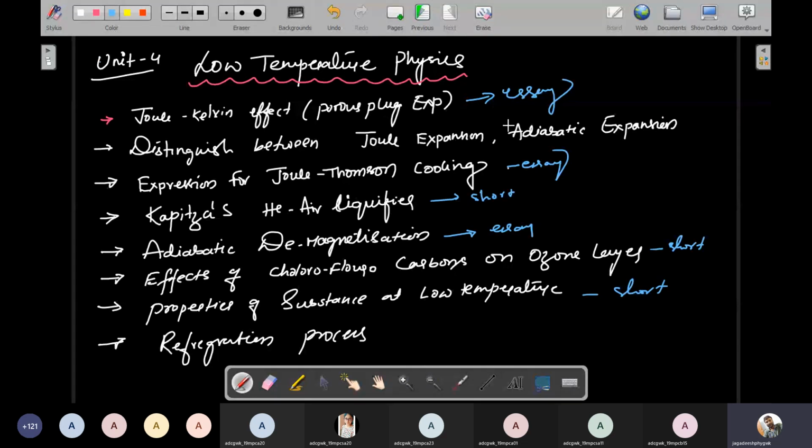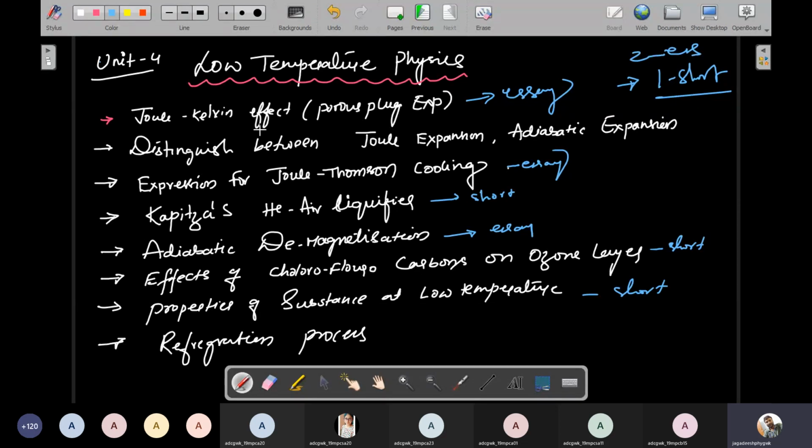In this lesson we have a maximum of 3 essays and 3 shorts. Out of the 3 essays, 2 essays will come in the main exam, and out of these 3 shorts, maybe 1 short will be in the public examination. So the weightage of this lesson is 2 essays and 1 short.